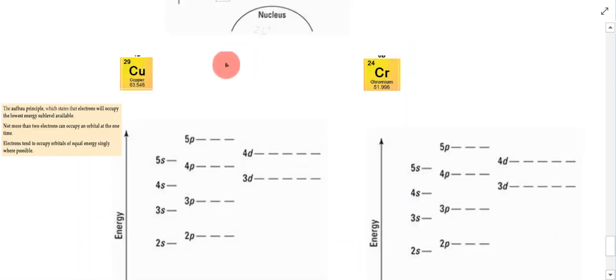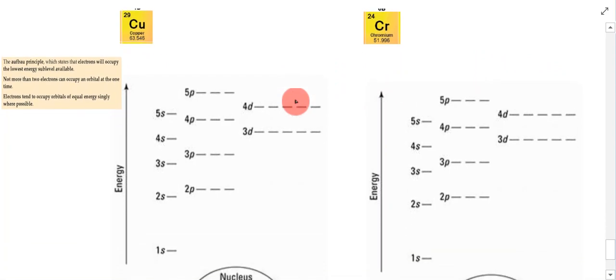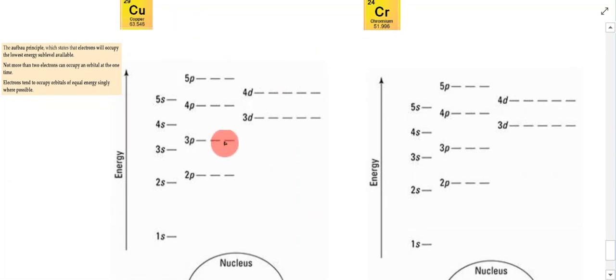Within the d block elements as well, there are these 2 particular elements here. You have copper and chromium, and these 2 are kind of an exception. And what I mean by an exception is the way that the electrons are arranged outside of their nucleus is just slightly different.